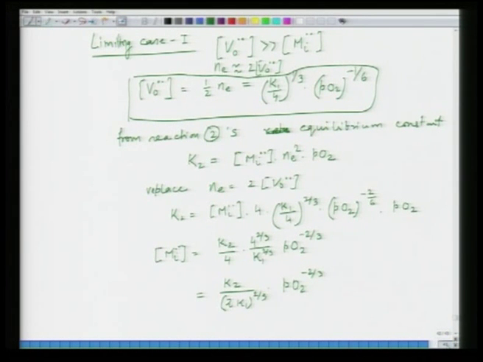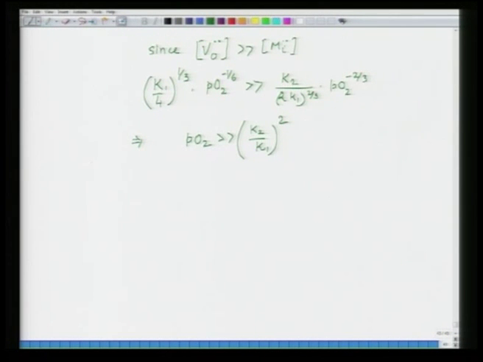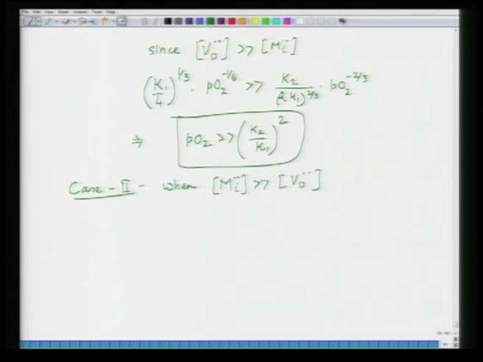Second case we will take is when Mi is greater than VO. So, we have determined this condition. So, naturally this condition will prevail under this. So, PO2 has to be lesser than K2 by K1 square. You can verify that using again this equality when you calculate the concentration.